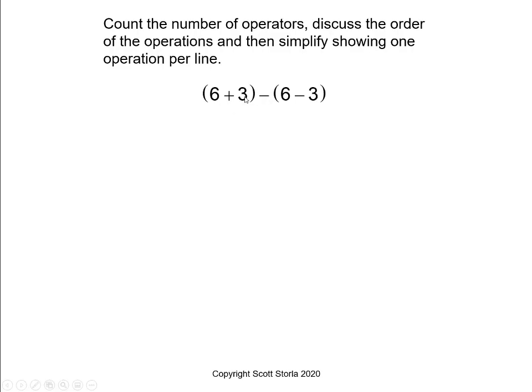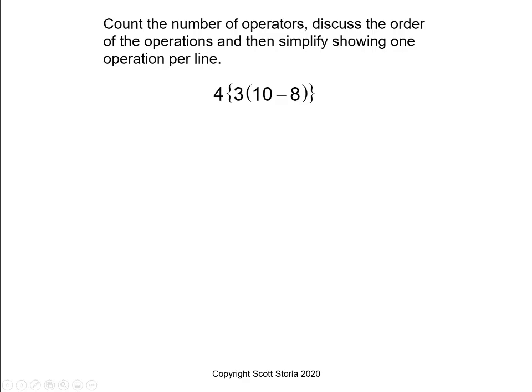So 6 plus 3 will give me 9, and 6 minus 3 will give me 3, and then 9 minus 3 will give me 6. Here's a problem for you. Please pause the video and see how you do.